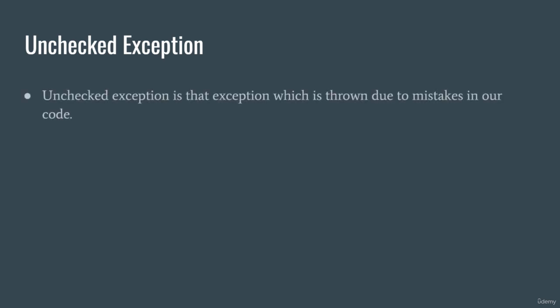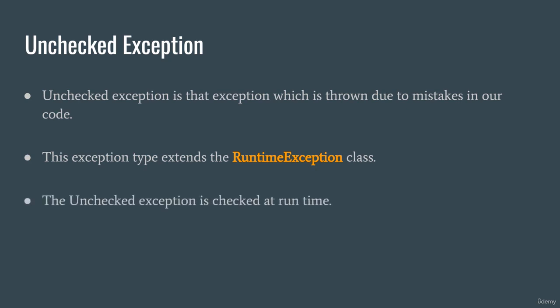Well, the thing is that usually happens when you have unchecked exceptions. So an unchecked exception is the exception which is thrown due to mistakes in our code. So our code for some reason doesn't work, and there are multiple different exceptions, and the exceptions that execute during runtime are runtime exceptions, and they extend from this runtime exception class. The unchecked exception is checked at runtime, which means when our app is running, and not during compile time, meaning when we compile our app and press, for example, the run button.